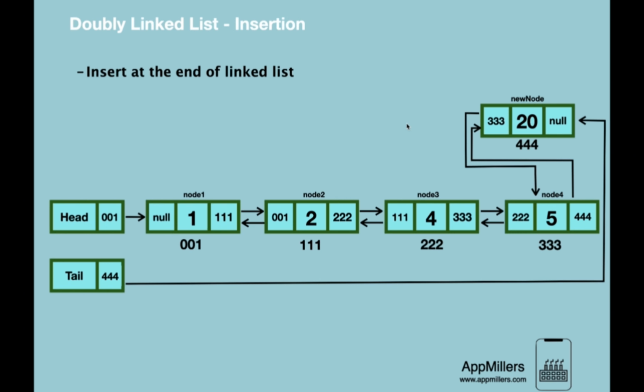So this is all for this lecture. In this lecture, we have learned 3 different cases of inserting a node to a double linked list. Now in the next lecture, let's combine these 3 different cases in one algorithm and see how this works.